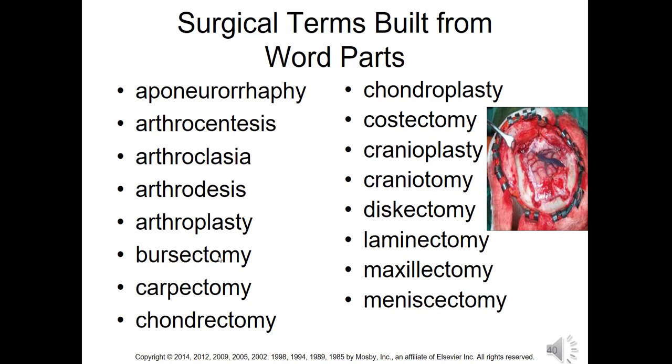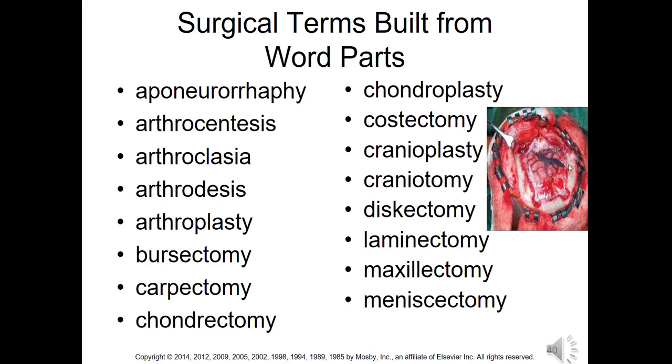Bursectomy is the excision or removal of the bursa. A carpectomy is excision of a carpal bone. Carpal bones are in your wrist. Chondrectomy is the excision of a cartilage. Chondroplasty is the surgical repair of a cartilage. Costectomy is the surgical excision of a rib. Cranioplasty is surgical repair of the skull. Craniotomy is the incision into the cranium for surgery of the brain.